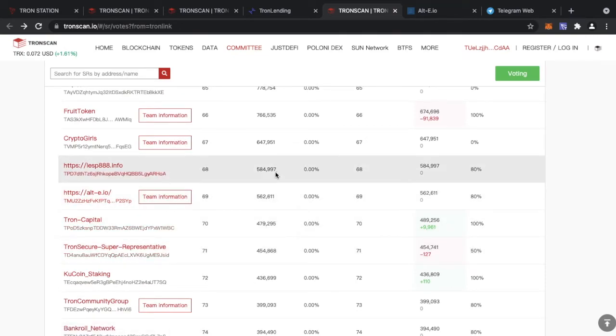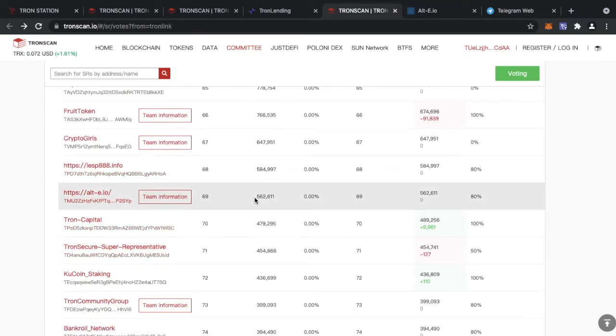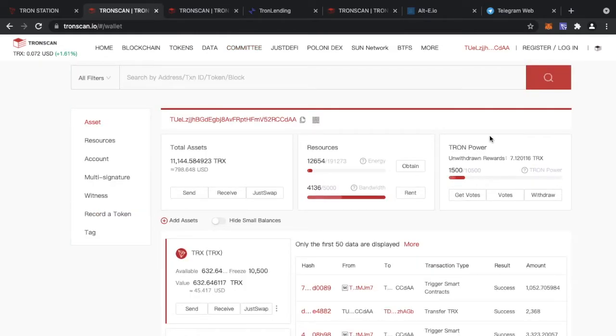You can see already there's 500,000 votes they have. They've got 500,000 votes, and they look to distribute 80% of all rewards back to the people that voted for them. How you can see that is if you go back to your main page, you can see Tron Power. So Tron Power equates to Tron votes.